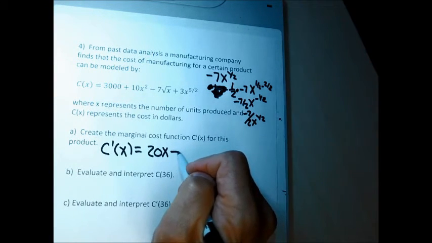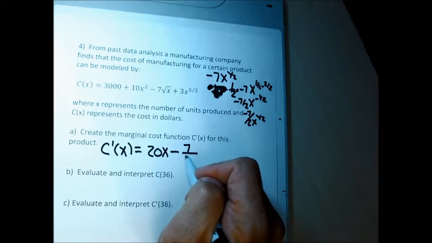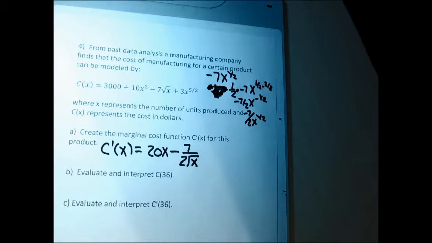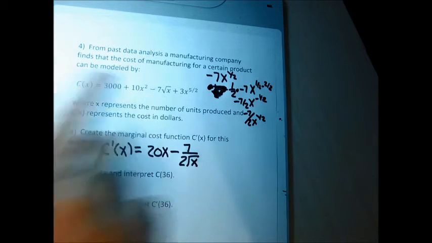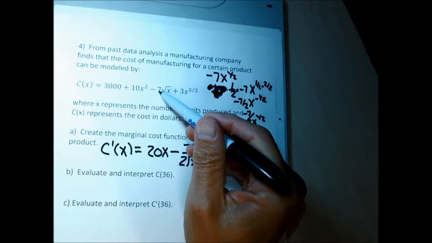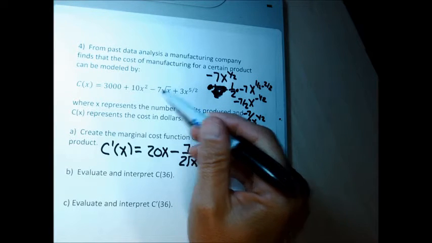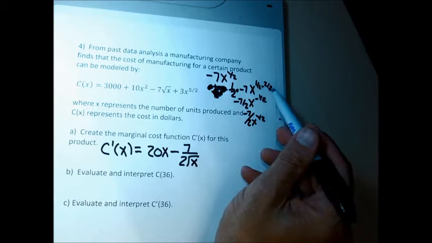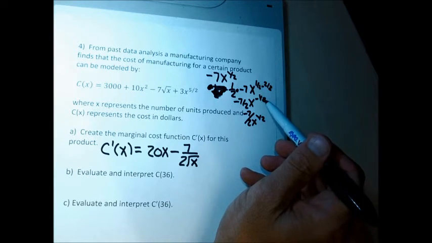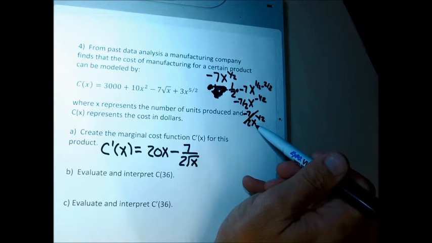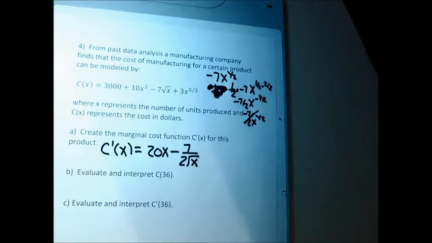So I'm going to get minus 7 over 2 square root of x for the derivative of that piece, because I take the exponent 1/2 and multiply it by negative 7. That gives me a negative 7/2. Lower the exponent by 1. 1/2 minus 1 is the same as 1/2 minus 2/2. That gives me an exponent of negative 1/2. I make the negative exponent positive by moving it down to the denominator, and then I'm left with a 1/2 exponent, which I write as a square root.